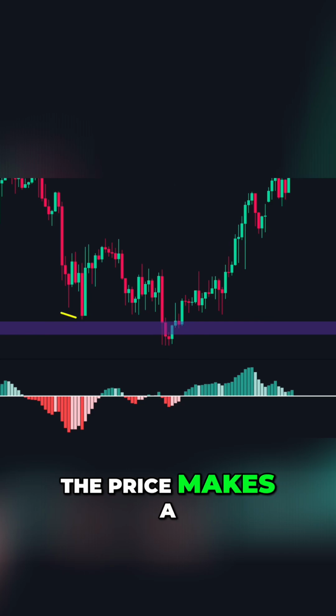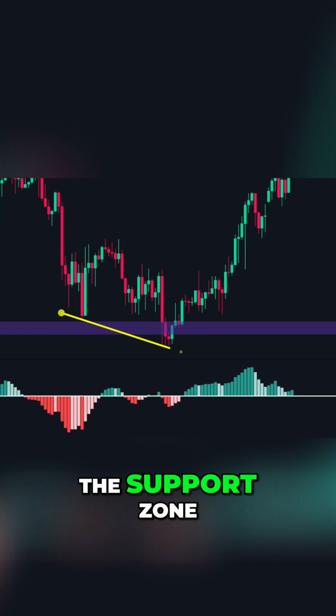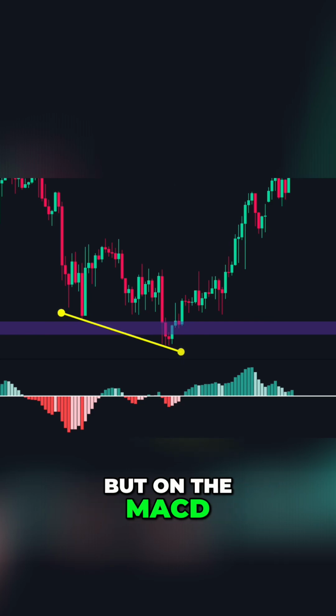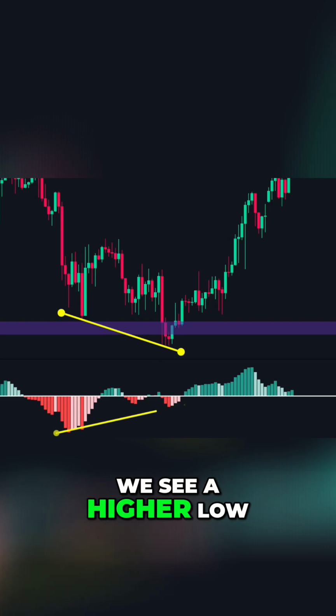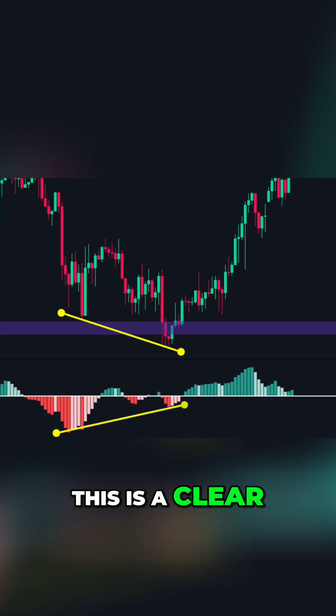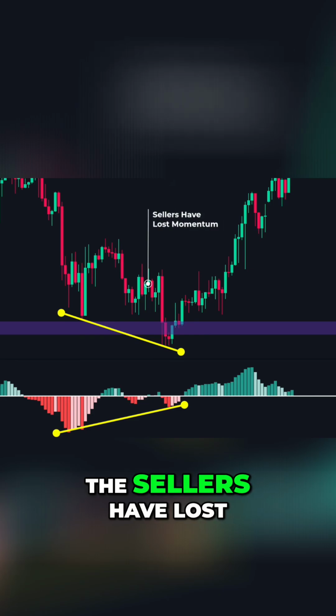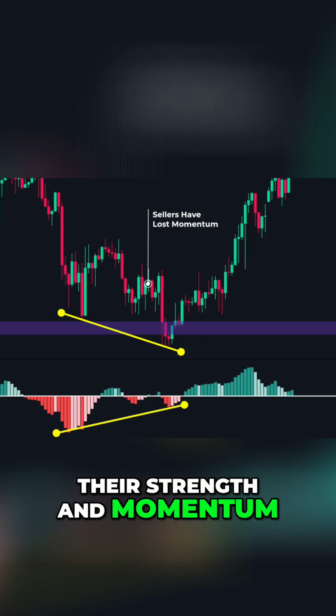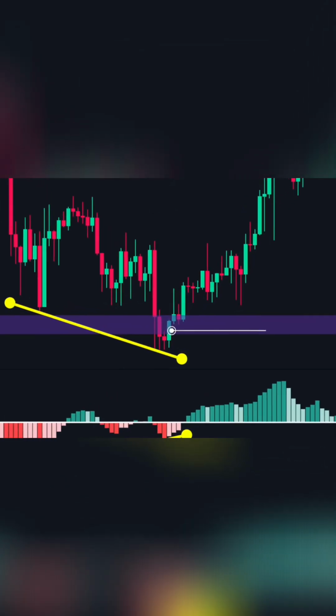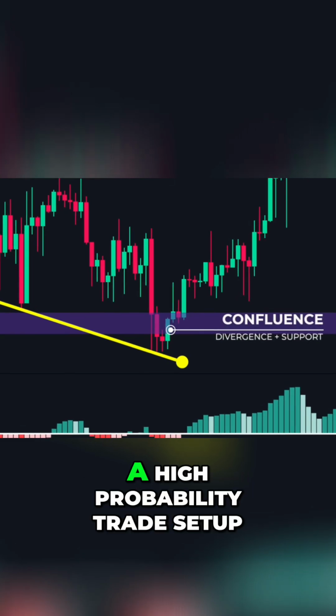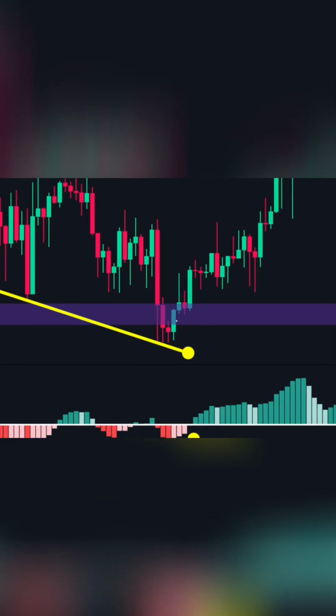The price makes a lower low coming into the support zone. But on the MACD, we see a higher low. This is a clear and obvious divergence. It shows us that the sellers have lost their strength and momentum in this down move. So, we identify this as a high probability trade setup.